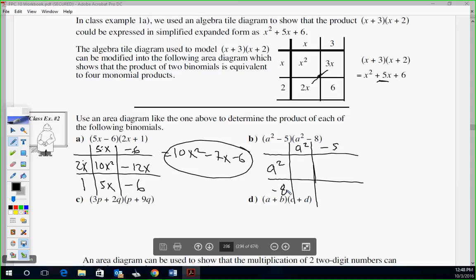What's a squared times a squared? A to the fourth, good. And then we have a squared times negative 5, negative 5a squared. Negative 8 times a squared, negative 8a squared. Negative 8 times negative 5 is positive 40. So then, combine like terms, these two is negative 13.